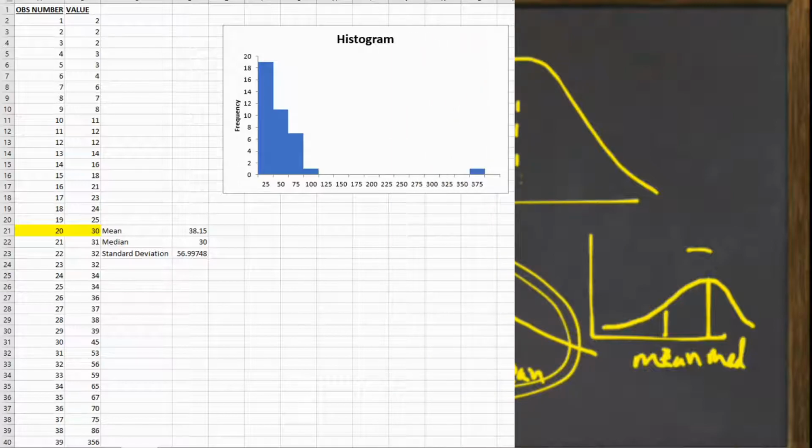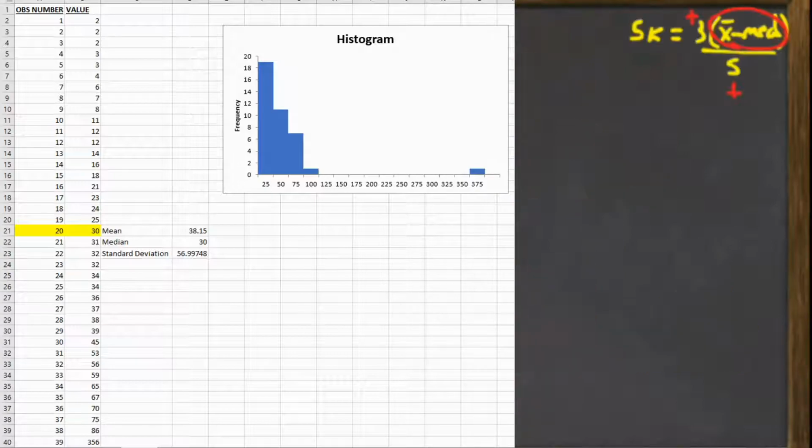And so we can actually calculate an exact result from our equation here. So, 3 times, in brackets, 38.15 minus the median, which is 30, and then we divide by the standard deviation. We'll just call that 57.